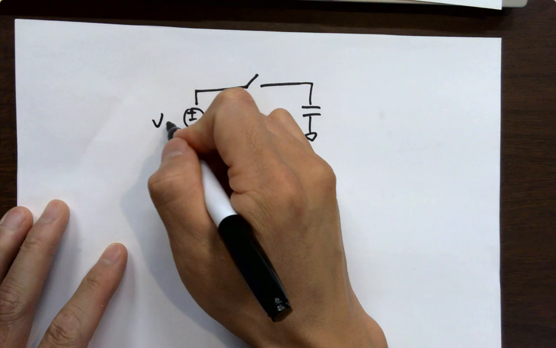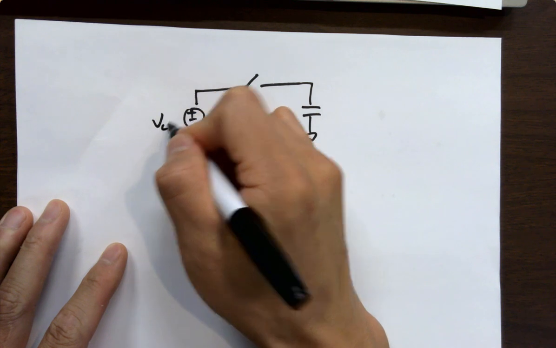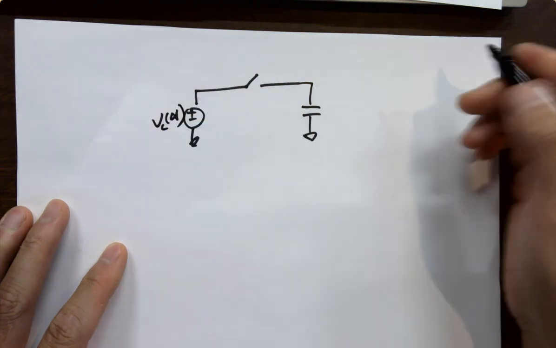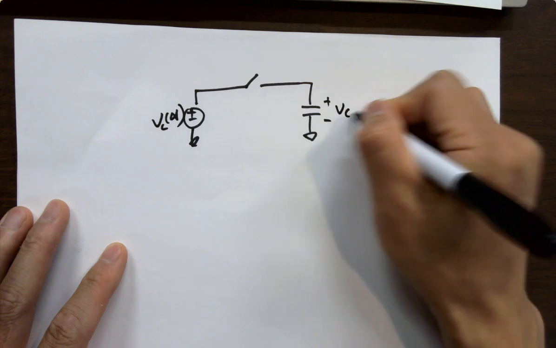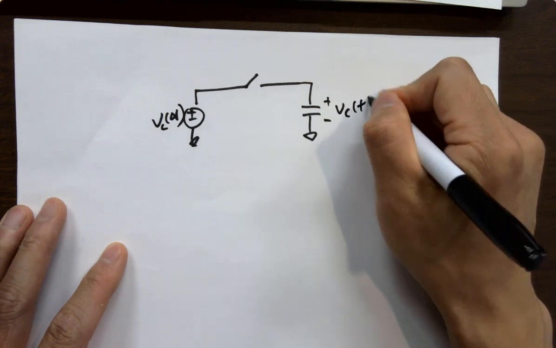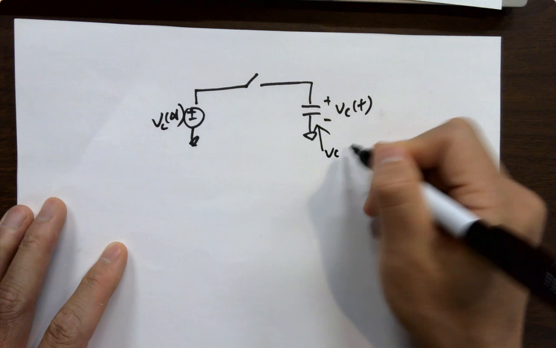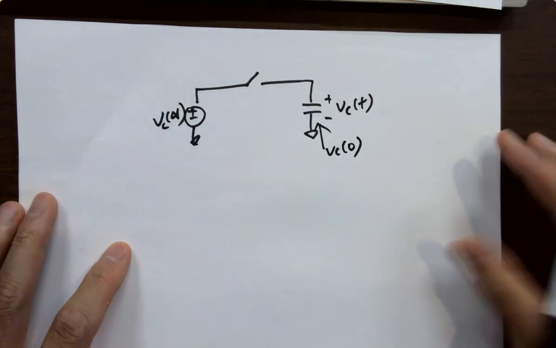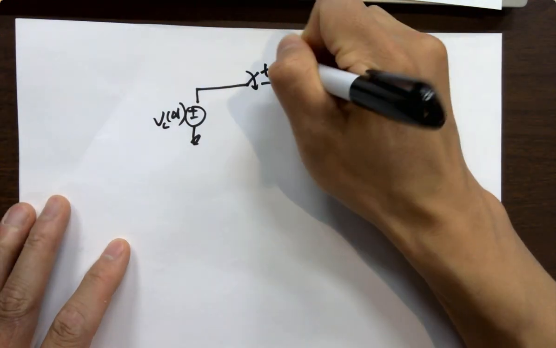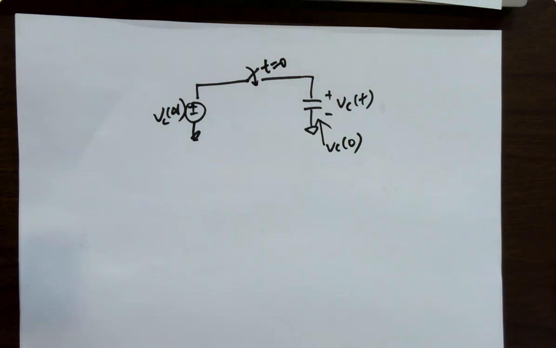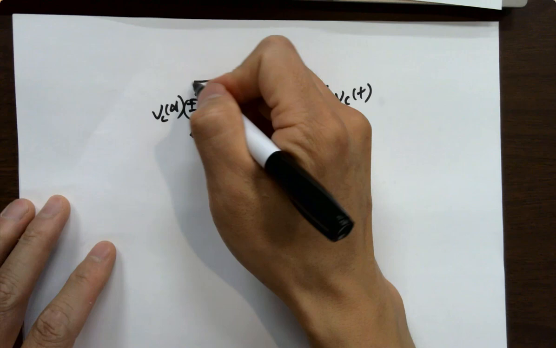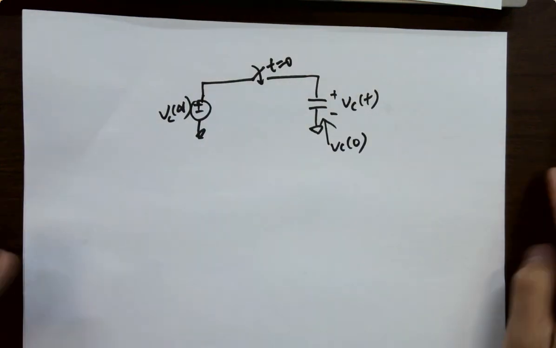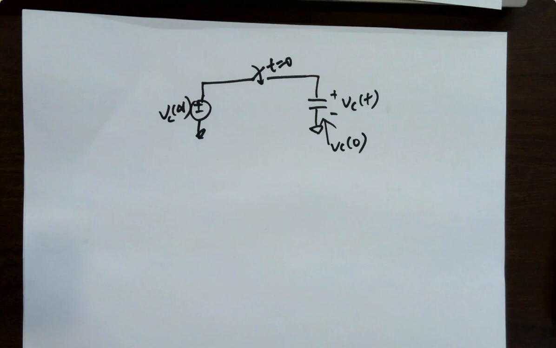This is V what? VC final, right? This is VC(t), but there's the initial VC0. Okay? This is the model. Can you draw it by yourself? Think about it. You should be able to do that, okay? Close the switch. This is called step response. It's forced response.